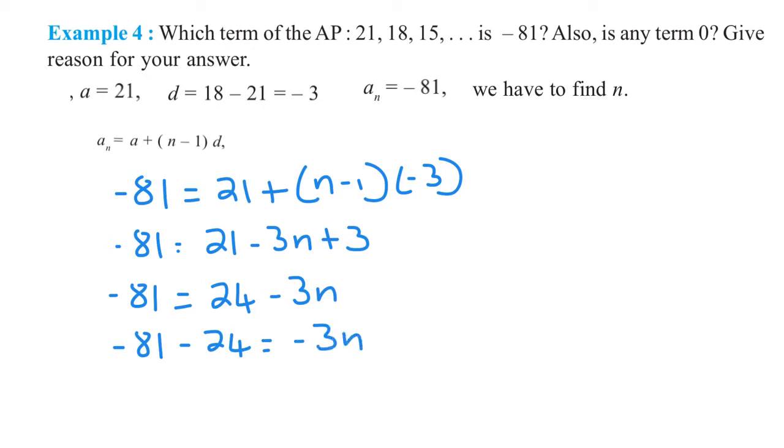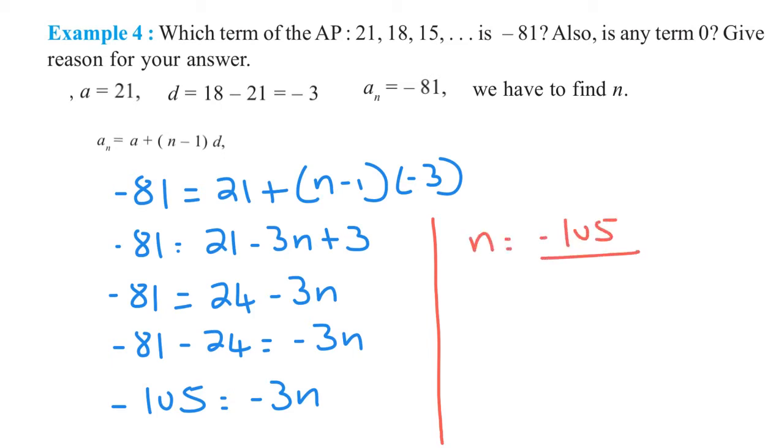And how much is minus 81 minus 24? Minus 105 equal to minus 3n. Now can you figure out what is the value of n? n is going to be negative 105 over negative 3. So what is that equal to? 35. So the 35th term will be negative 81 in this arithmetic progression. So we have answered the first part of the question.